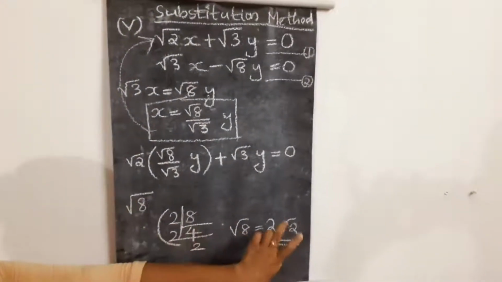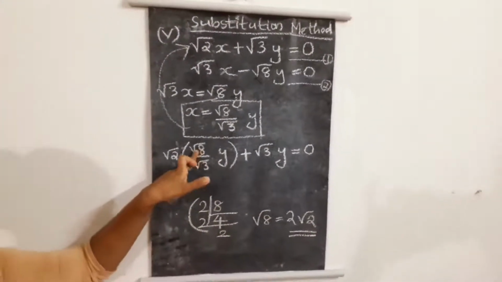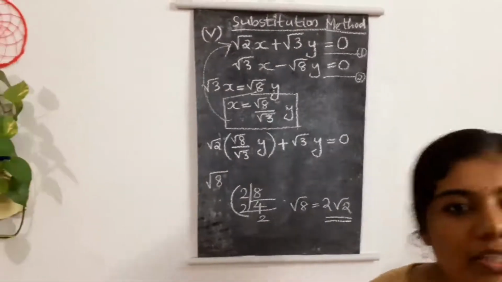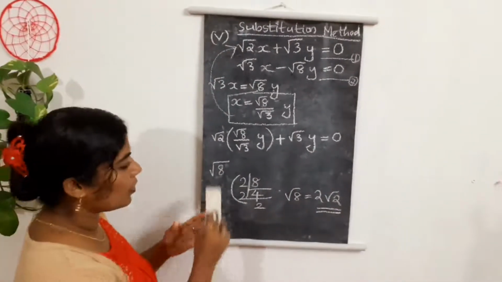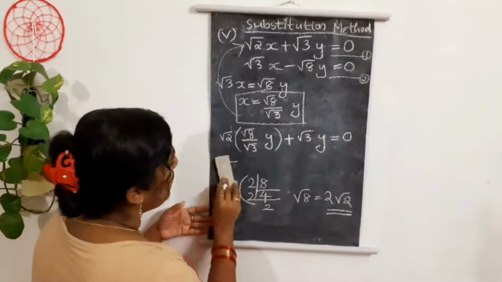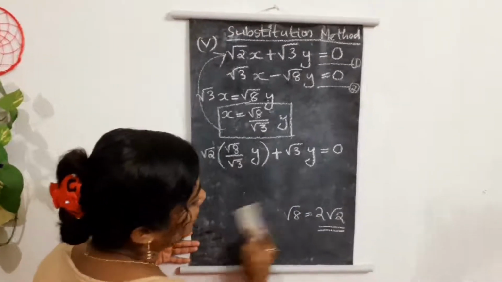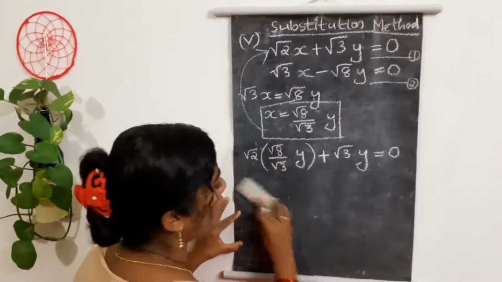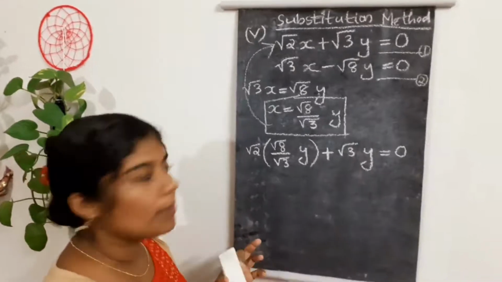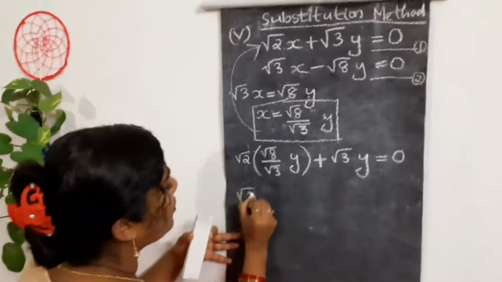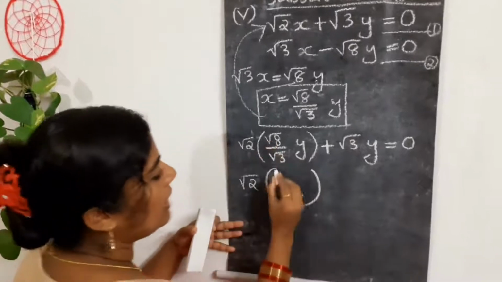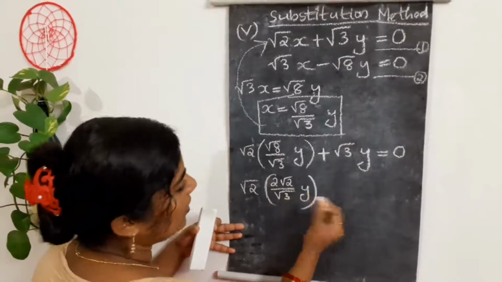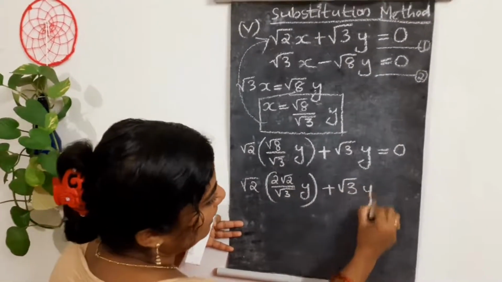That root 8 value, 2 root 2, I am applying in the place of root 8. I found root 8 here for your understanding. Remember, root 8 is 2 root 2. That is the thing you should keep in your mind. So that value we are applying here: root 2 times 2 root 2 by root 3y, plus root 3y equal to 0.